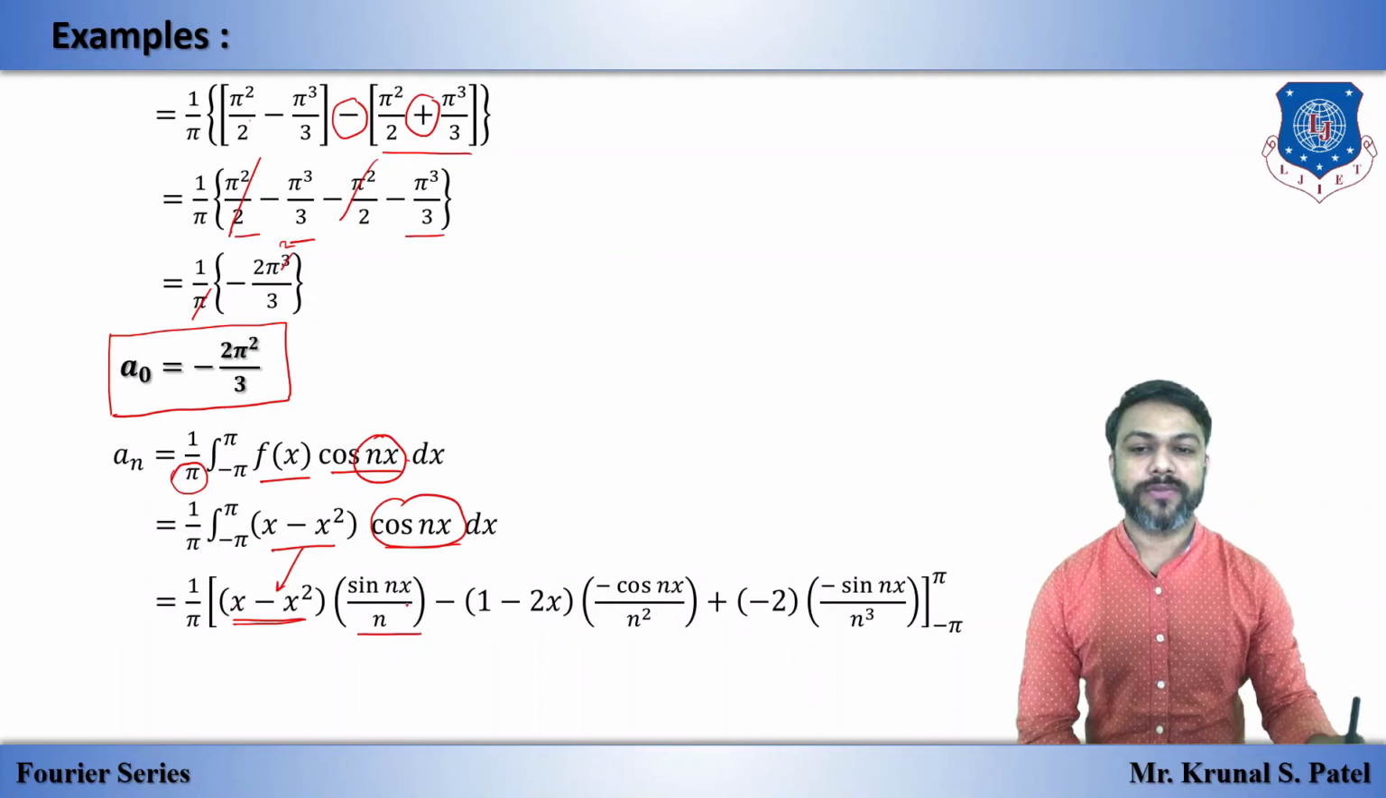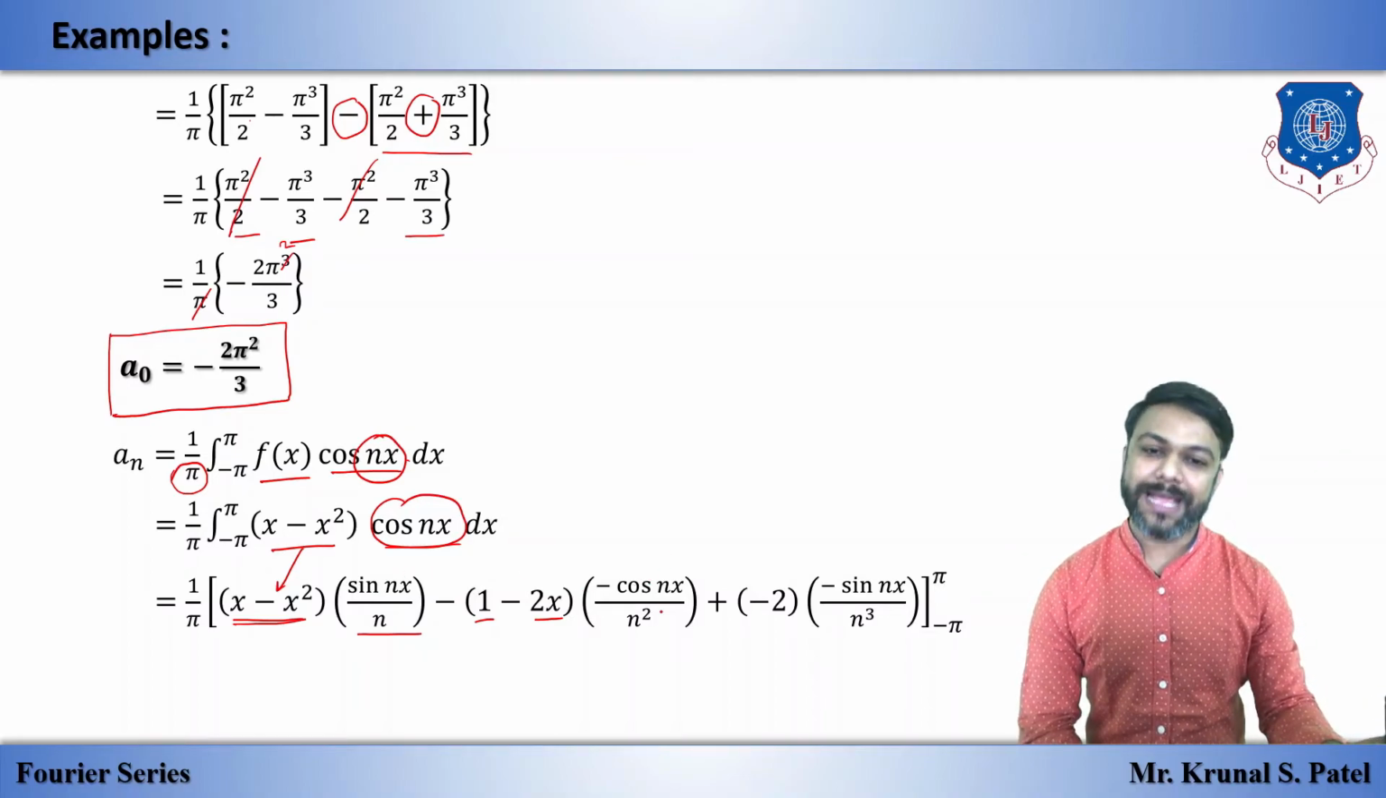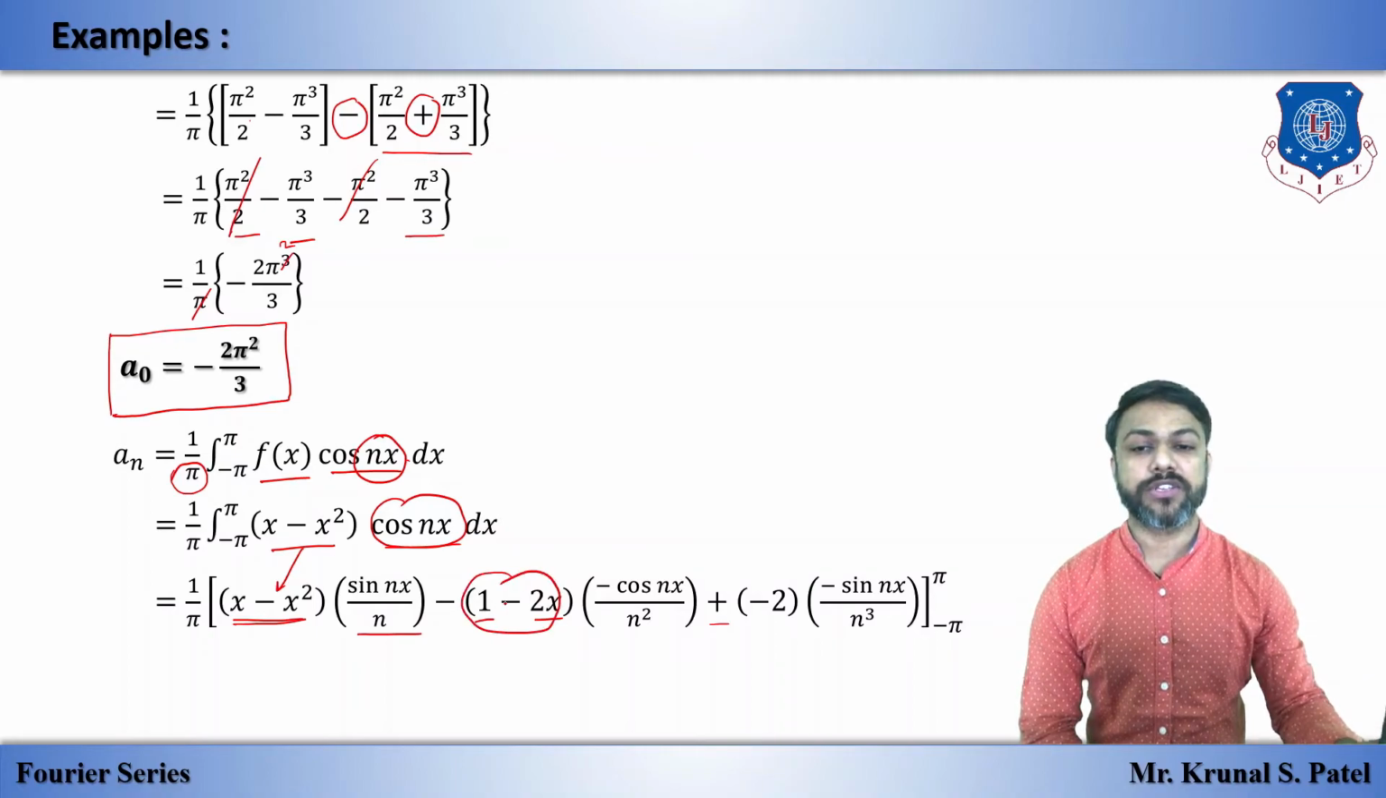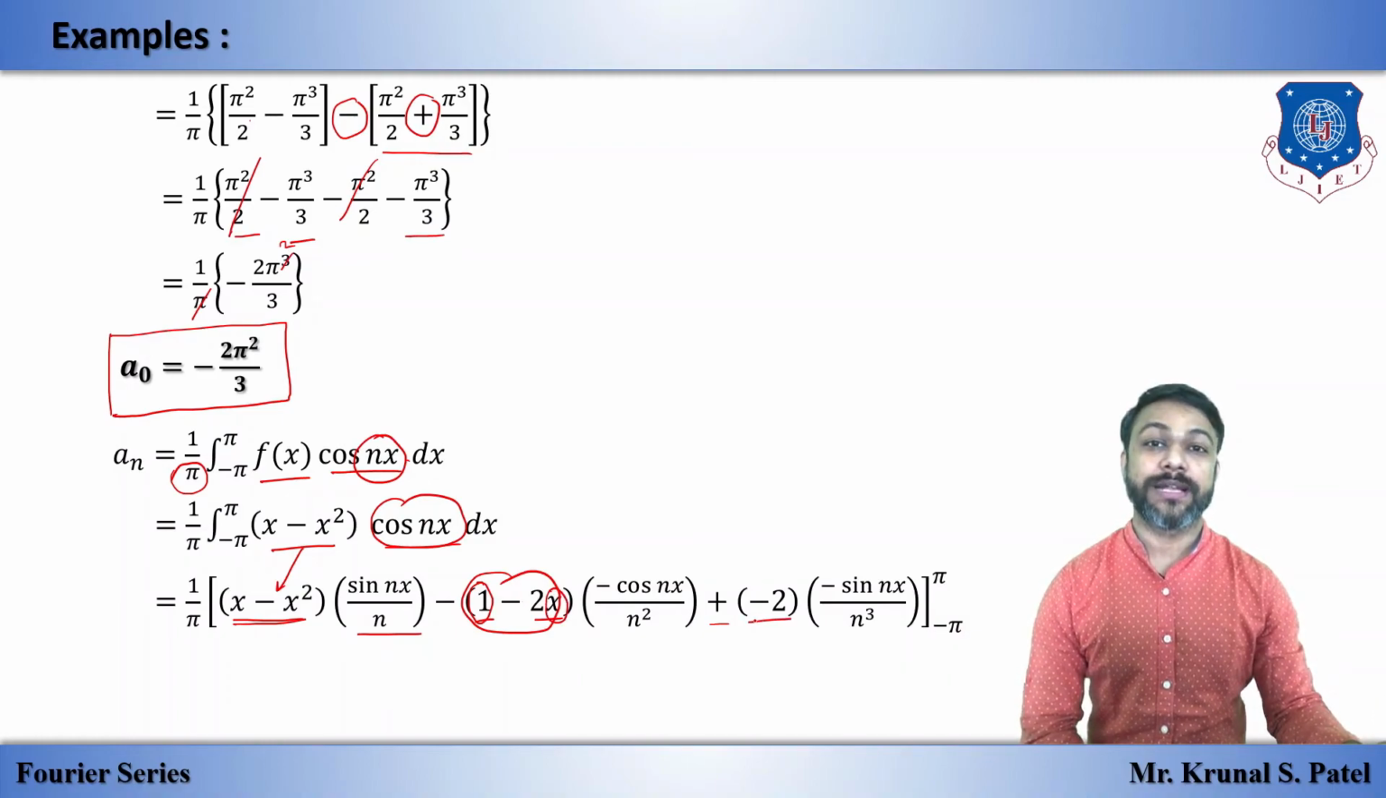So differentiation of x is 1 and differentiation of x square is 2x, and integration of sin nx is minus cos nx by n, and this multiplied by n gives n square. Now plus differentiation of this: differentiation of the constant 1 is 0 and differentiation of x is 1. So we have minus 2. As I told, the 9th formula, out of the 17 formulas, is the most used.